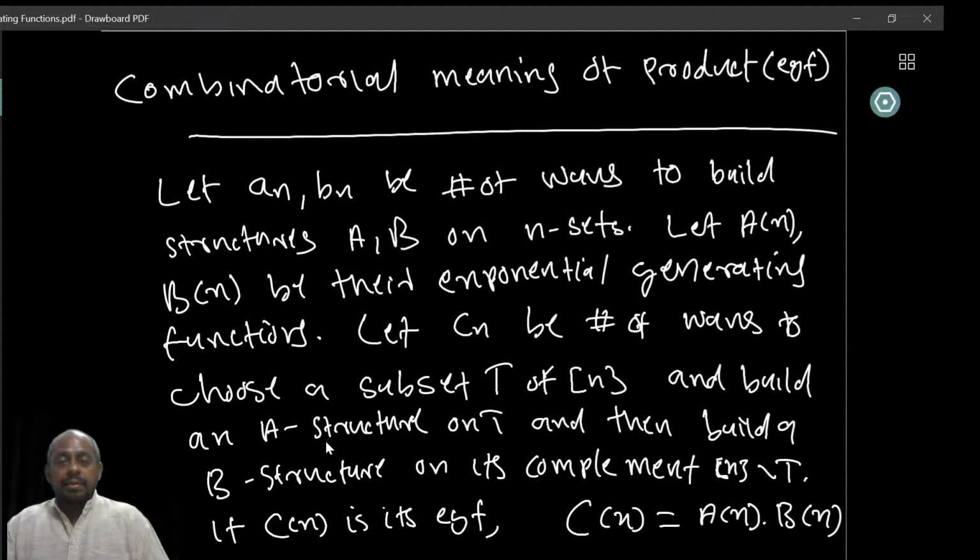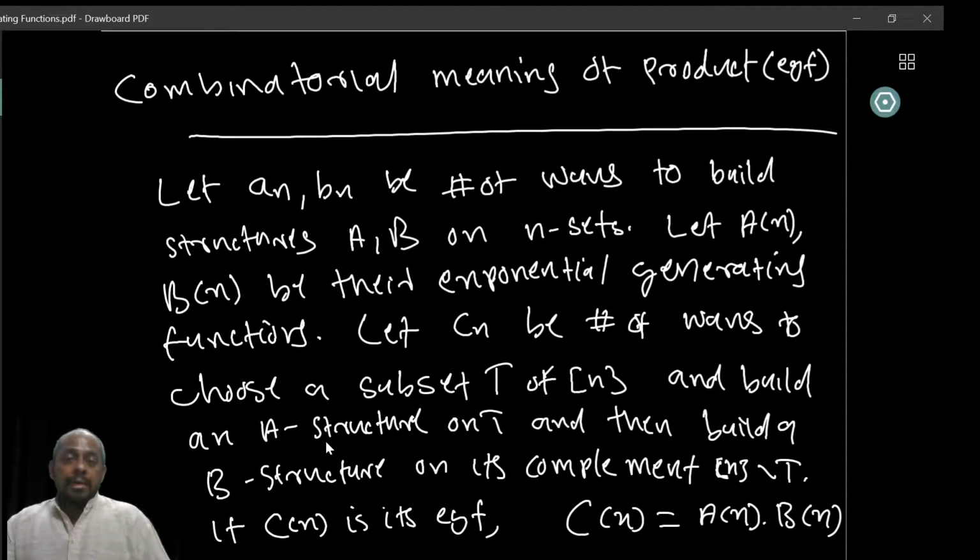So what we do is that we take the set 1 to n, that is the n element set that we are looking at. Then you choose an arbitrary subset, let's say T. Now you build a type A structure on T, and then you build a type B structure on the complement of T, which is the set 1 to n minus T. Now if C of n is the exponential generating function, then C of x is A of x times B of x. That is the claim.